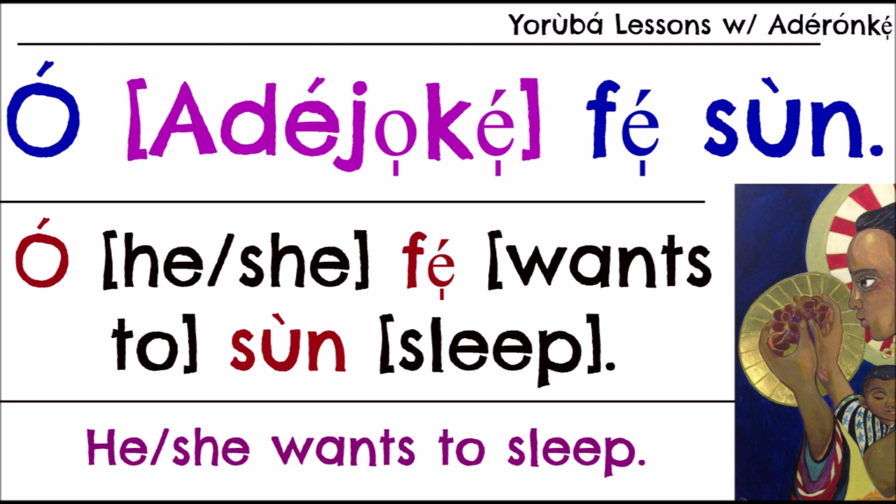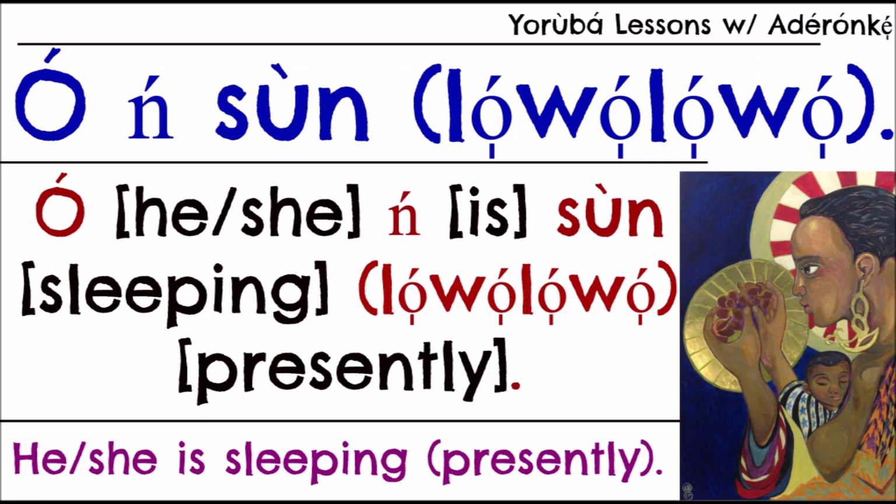Ó fẹ́ sùn, he or she wants to sleep. So it could be Aderonke that wants to sleep, it could be you, it could be anybody. He or she wants to sleep, you would say ó fẹ́ sùn. He or she is sleeping presently. Ó ń sùn. Or you could say, ó ń sùn lọ́wọ́lọ́wọ́. Or you could say, ó ń sùn lọ́wọ́. He or she is sleeping presently. It would be ó ń sùn lọ́wọ́lọ́wọ́.